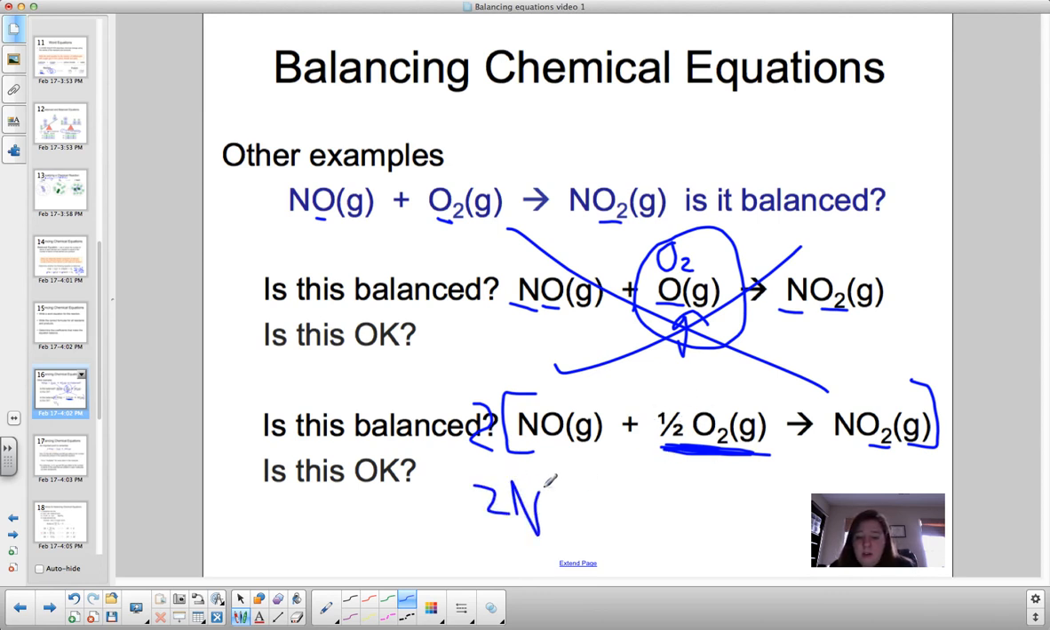Okay, so you could have 2 of these, and then this looks bad. 1 oxygen yields 2 NO2. And don't forget to put those state symbols. Okay, I'm not going to put them today, but make sure you put the gas. Well, I'll just do it because that's the correct thing to do. There we go.